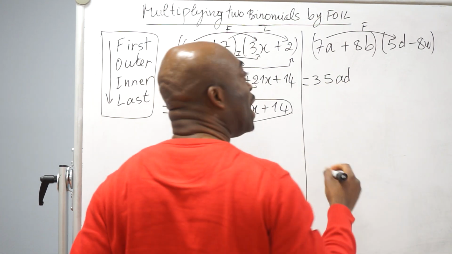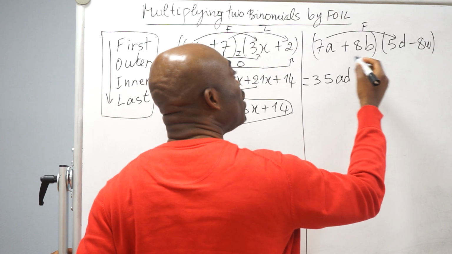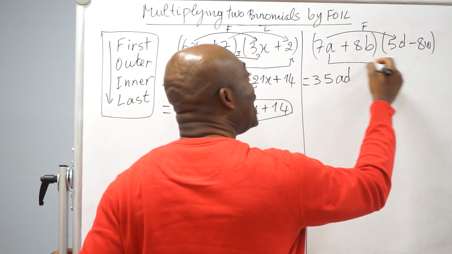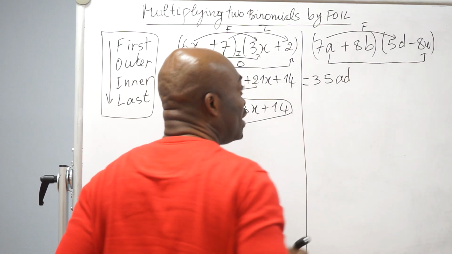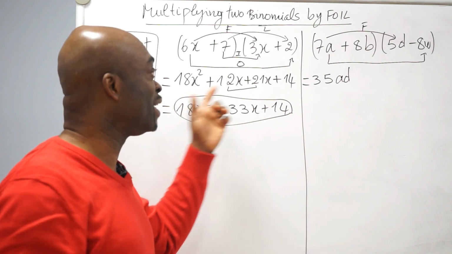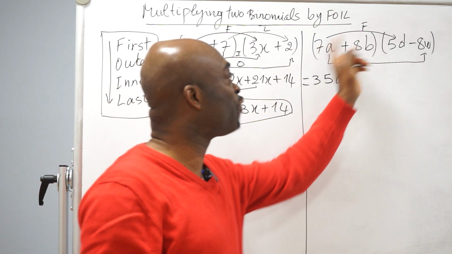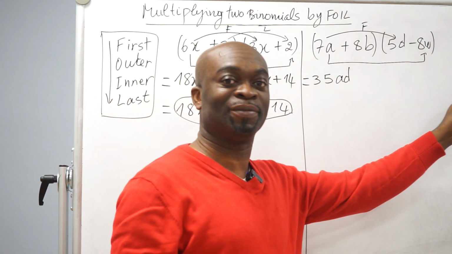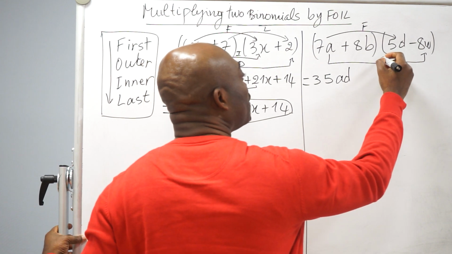Now the outer. So the outer is going to give us what? So now we go with the 7a again. So we're using the 7a twice, the same thing that we did in this problem here. So the first time here, and then the second time. All right? And that is the outer.